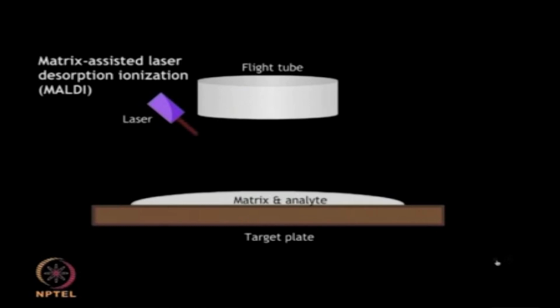In MALDI, the analyte of interest is mixed with an aromatic matrix compound such as alpha cyano 4 hydroxycinnamic acid or sinapinic acid. This is dissolved in an organic solvent and placed on a metallic sample plate. The evaporation of solvent leaves the analyte embedded in the matrix. The target plate is placed in a vacuum chamber with high voltage and short laser pulses are applied. The laser energy gets absorbed by the matrix and is transferred to the analyte molecules, which undergo rapid sublimation resulting in gas phase ions. These ions then accelerate towards the mass analyzer based on their mass to charge ratios.